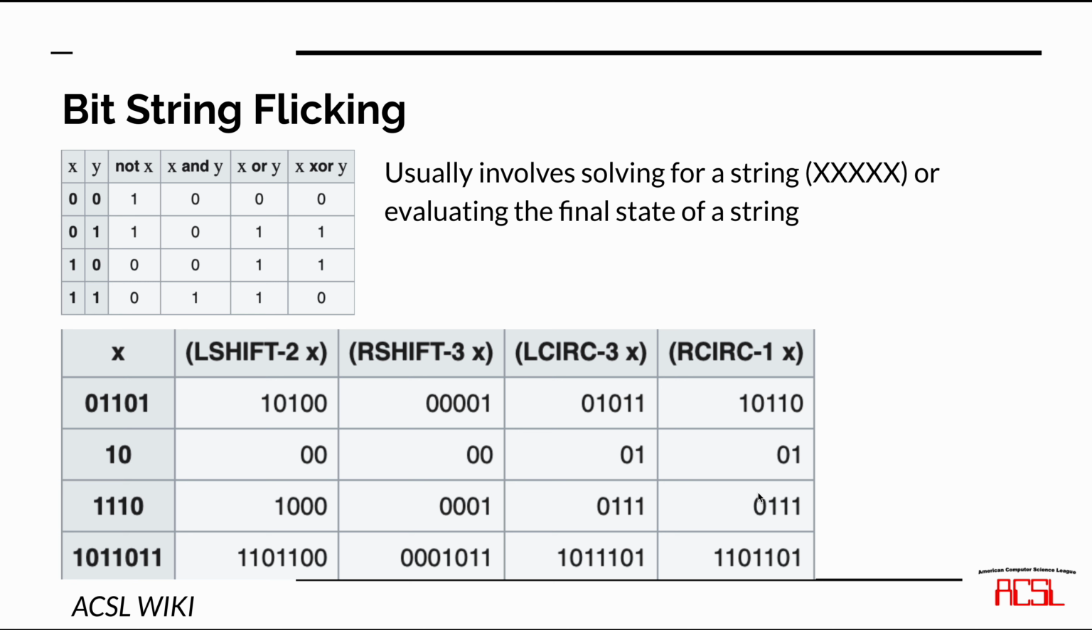The next topic that's covered on ACSL is bit string flicking. This usually involves solving for a string, or you're going to be evaluating the final state of a binary string with 0s and 1s. These here are the primary operands that you need to know: NOT, AND, OR, XOR, and also L shift, L circle, and right circle here.